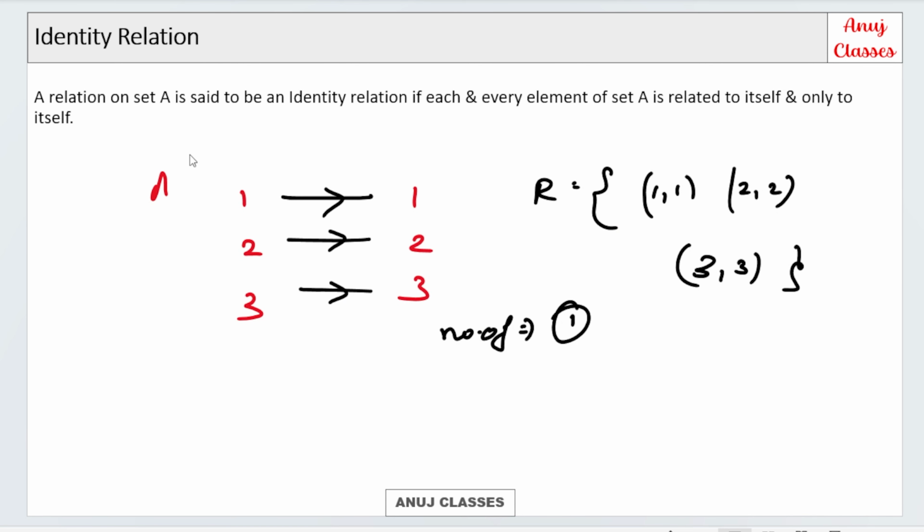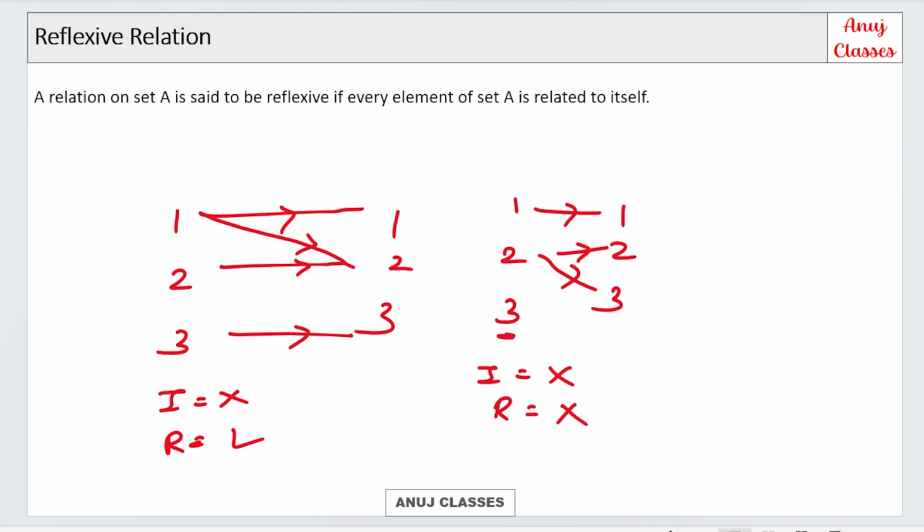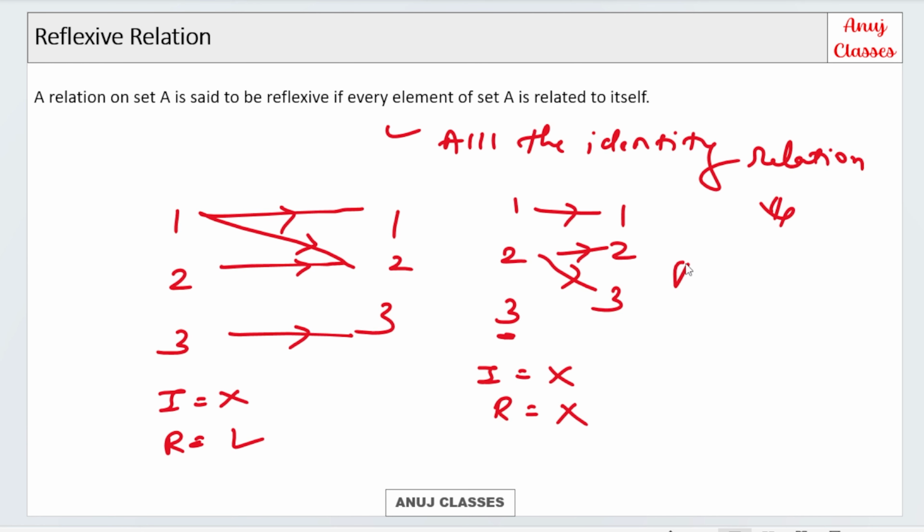Now, is an identity relation also a reflexive relation? Yes, every identity relation naturally becomes reflexive, but vice versa is not possible. That means a reflexive relation cannot always be said to be an identity relation.